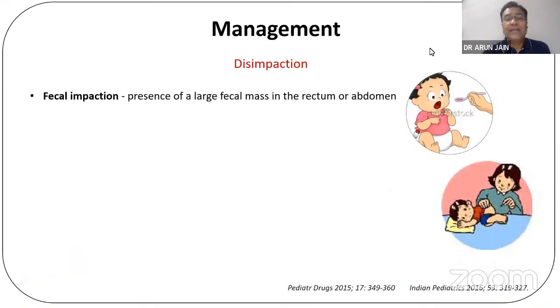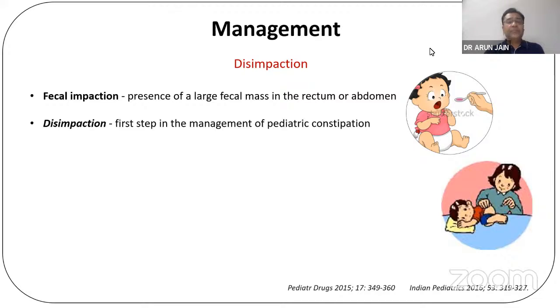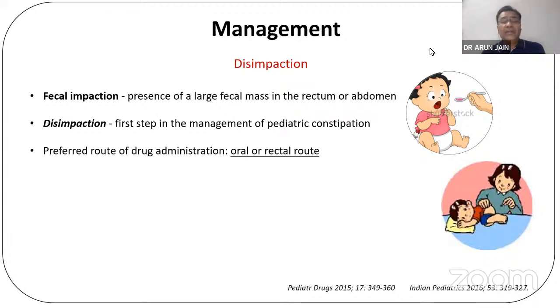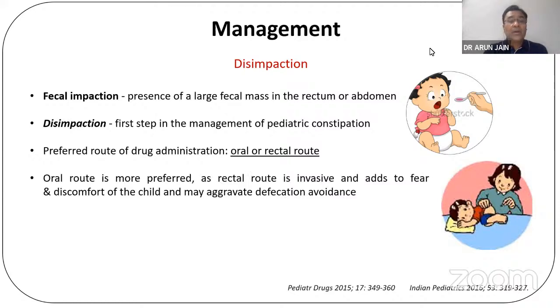Now, what is disinfection? Fecal infection is presence of large fecal mass in the rectum or abdomen. Disinfection is the first step in the management of pediatric constipation. Preferred route of the drug is oral or rectal route. Now, oral route is more preferred as rectal route is invasive and adds to fear and discomfort of the child and may aggravate defecation avoidance.